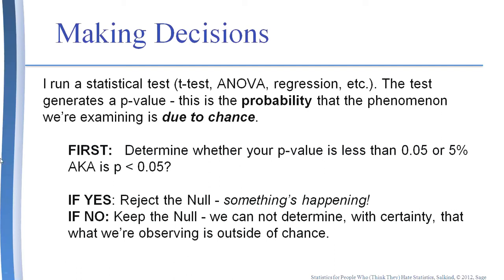If our p-value is above 0.05, then we're forced to keep the null hypothesis. We just can't determine with certainty that what we're observing is outside of chance. It's just too high of a degree of error. It's over 5% degree of error, okay?